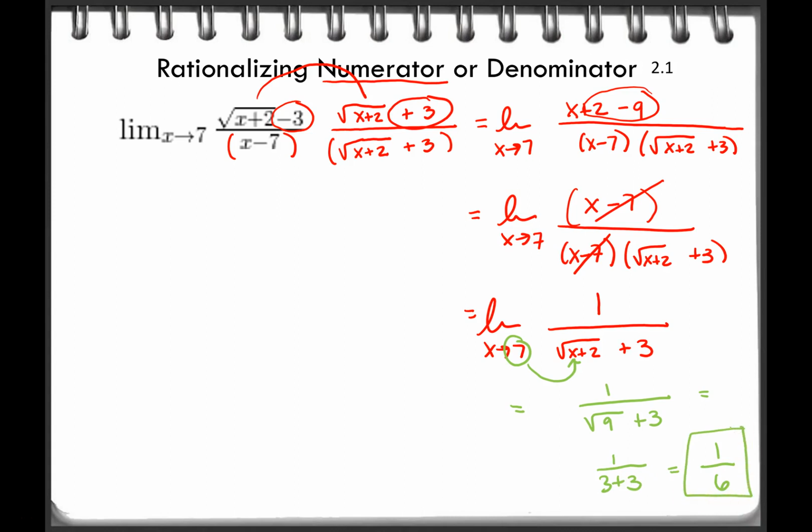All right, that's it, folks, for rationalizing the numerator or the denominator. These problems are fairly obvious. It's almost always when you see a square root that tells you that, hey, I think that this is the method to go about.